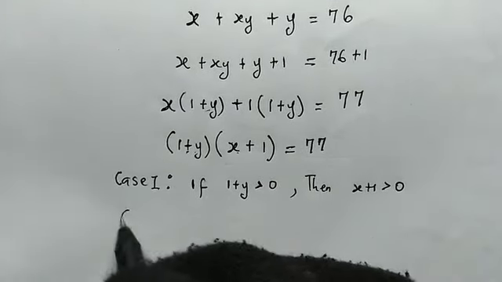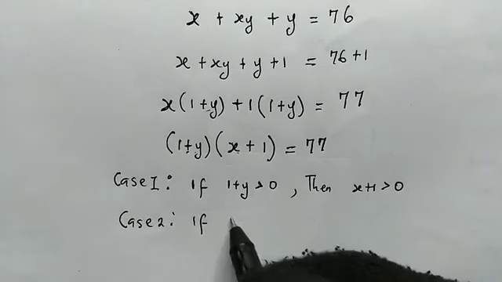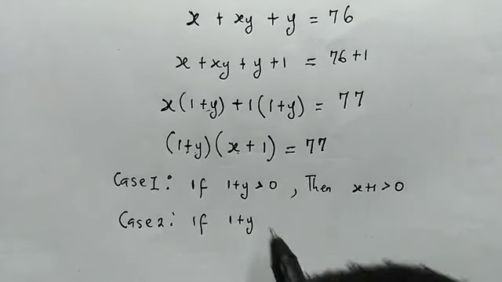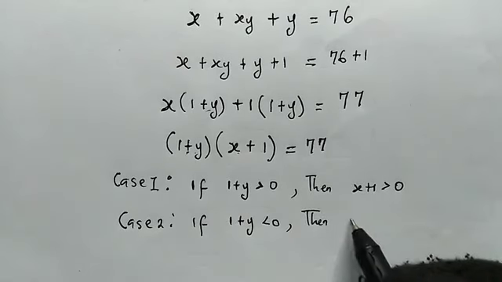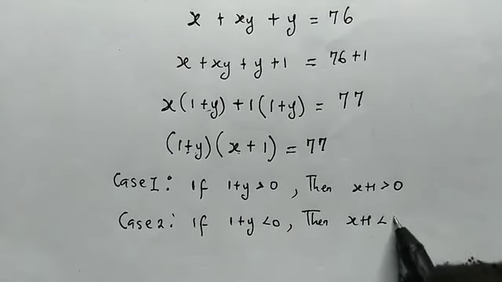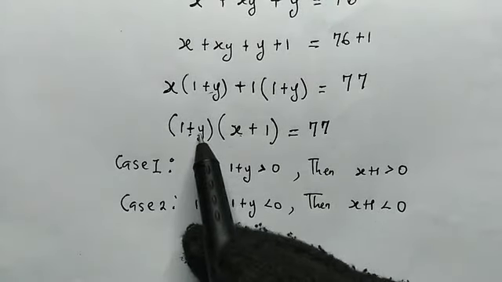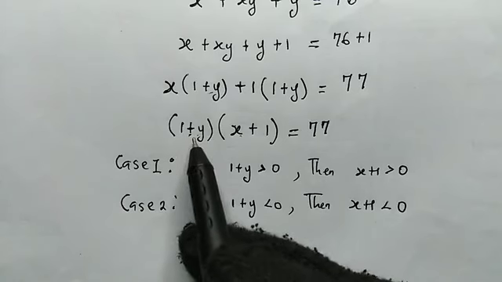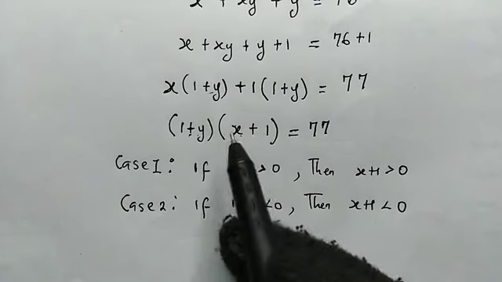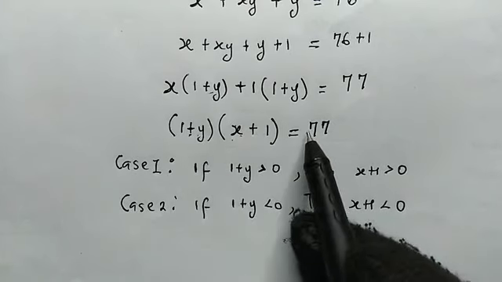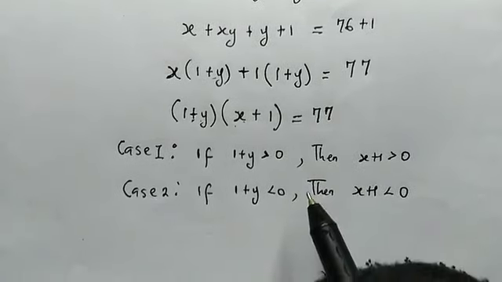Now let's go to case 2. In case 2, if 1 plus y is less than 0, then x plus 1 needs to be less than 0. If 1 plus y is negative, then this one too has to be negative, because negative times negative gives us positive. We can see that the right hand side of this equation is positive.